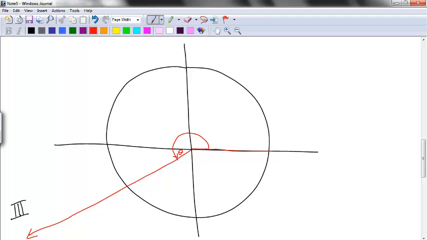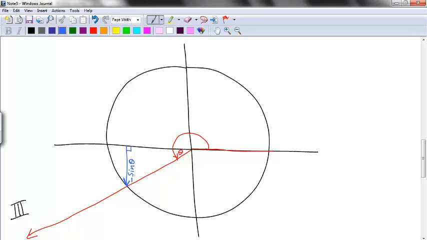From the point where it crosses the circle, drop a perpendicular back to the x-axis. Sine is opposite over the hypotenuse, but that hypotenuse is 1. So this is sine, and it's going down. So it's sine of theta. Down, negative.